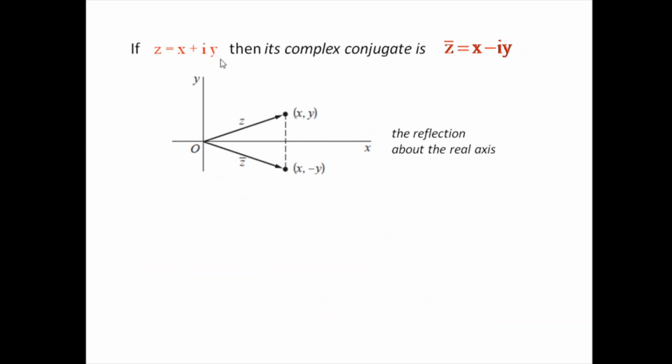If z is x plus iy, then its complex conjugate, which we already know is z bar, is x minus iy. So on the complex plane, if we plot a complex number z as x plus iy or x comma y, then its complex conjugate is x comma minus y, and we can visualize this as a reflection about the real axis. Any complex number which is above the axis has its complex conjugate below the axis, and any complex number below the axis has its complex conjugate above the axis. So this is about the complex plane.